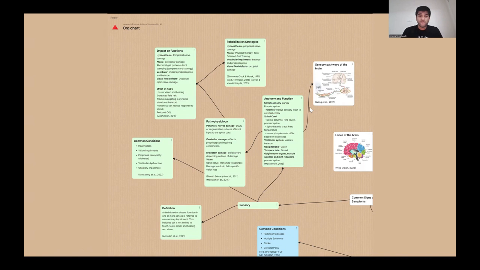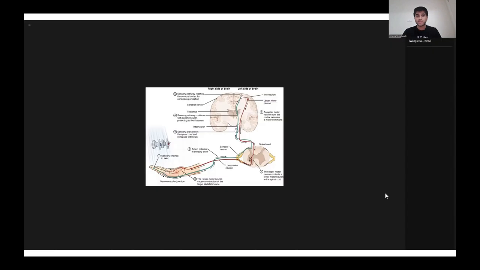Sensory impairments refer to reduced or lost ability to perceive input like touch, hearing, taste, smell, and proprioception, which is our sense of body position. These are seen in conditions like hearing or visual loss, diabetic neuropathy, vestibular dysfunction, and cerebellar damage. Sensory input is processed through a complex pathway involving the sensory organs, spinal cord, thalamus, and the somatosensory cortex in the parietal lobe. This image shows the sensory pathway.